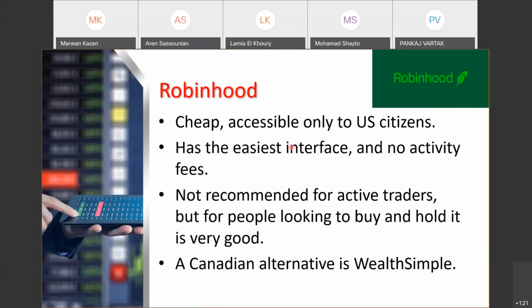That's because they sell their order flow. So they sell everything to another person who actually executes the orders. And it's not the most recommended for people who are active day traders because the prices are usually lagging and things like that. Canadian alternative to Robinhood is Wealthsimple. I know a lot of you are Canadian citizens, so I throw that in.